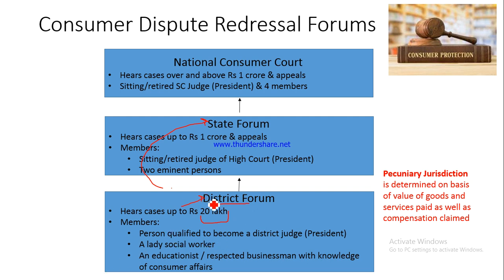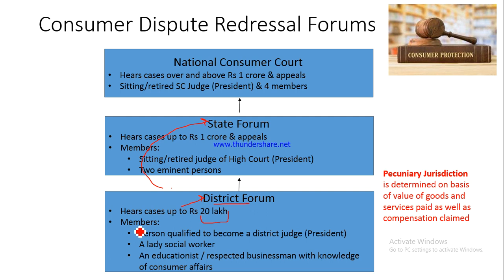So in the district forum, if the amount in contention is up to rupees 20 lakh, he can lodge a case against the service provider or against the seller here, and there his case would be heard and would be decided on merits. It may so happen that he may be awarded compensation. It may also happen that he may not be able to prove his point and his case, and then his appeal for compensation may be rejected by the forum. So this is the job that the district consumer dispute redressal forum performs.